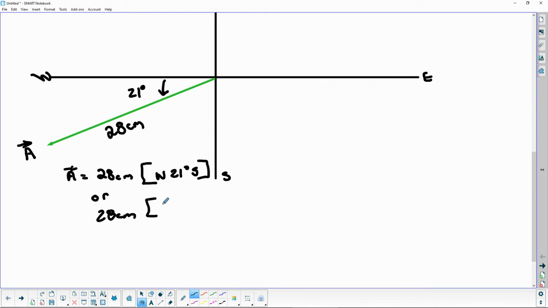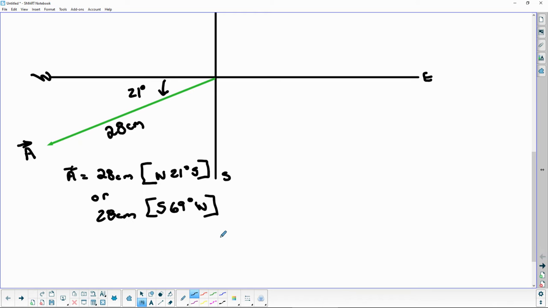And then instead of starting here, we could start on the south. And we know 90 degrees minus 21 is 69 degrees. And you're going up towards the west line. So that's the north, south, east, west way of presenting a vector.